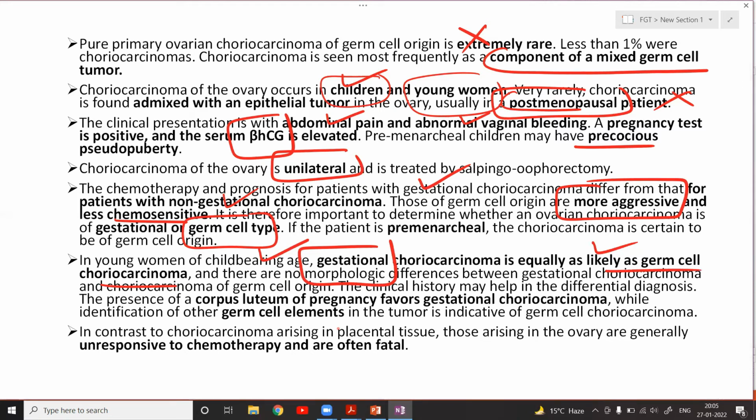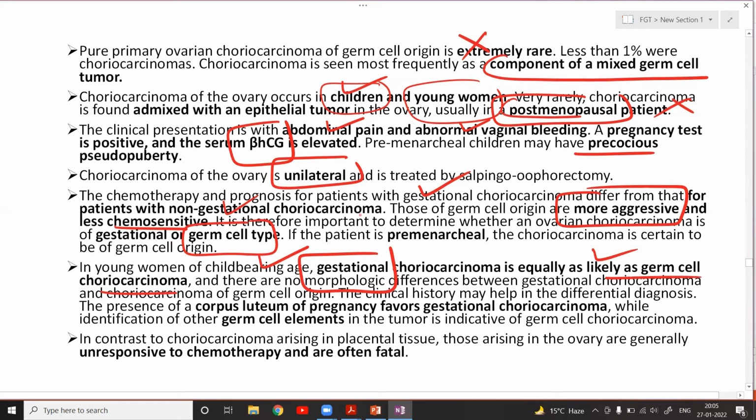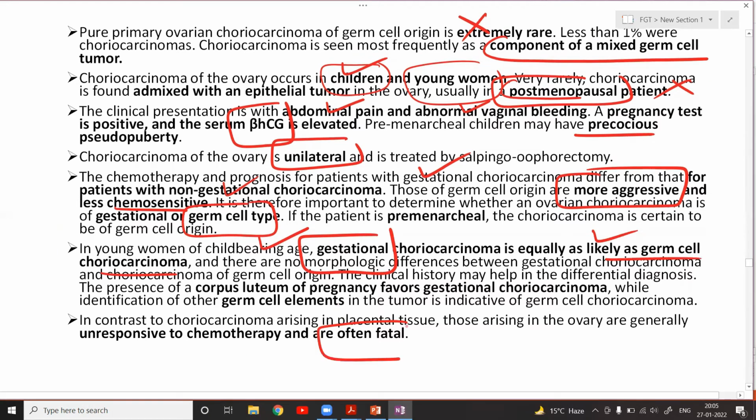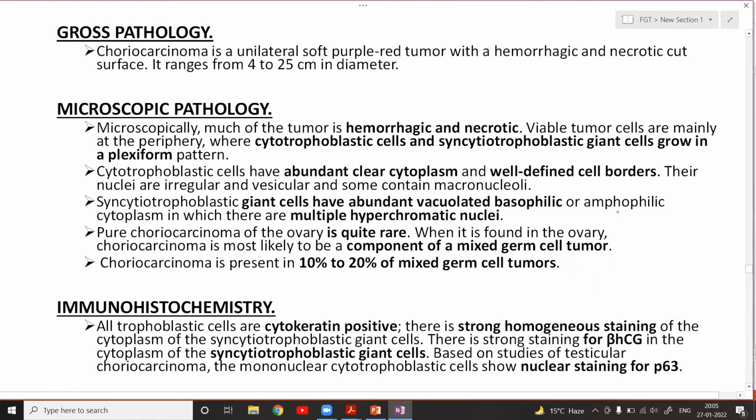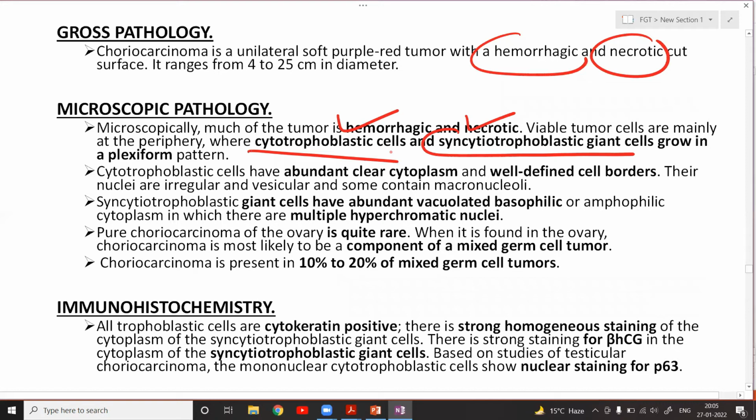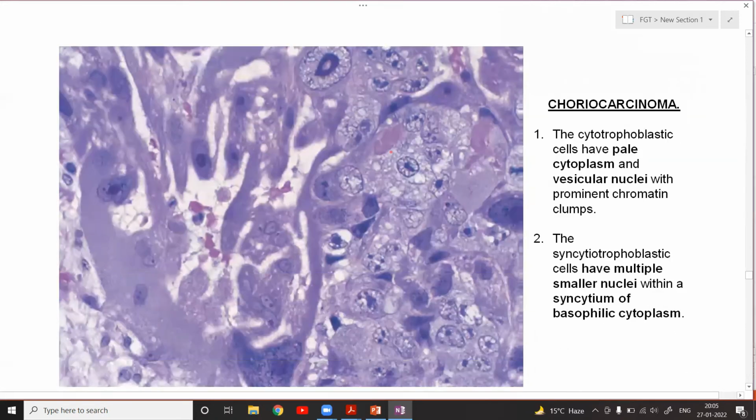Now let us see. If you do not give any treatment over here, the patient might be fatal. Unresponsive to chemotherapy, and they are fatal. Now, looking at the gross pathology, again, the tumor over here is hemorrhagic and necrotic, as we had discussed. Very important, this tumor microscopically shows a maximum amount of hemorrhage and necrosis. And you will see syncytial trophoblastic cells as well as cytotrophoblastic cells, which are growing in a haphazard fashion.